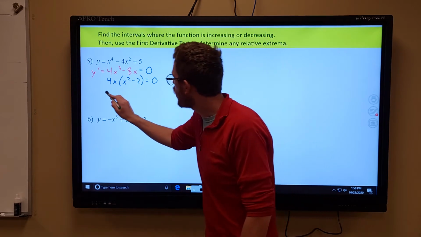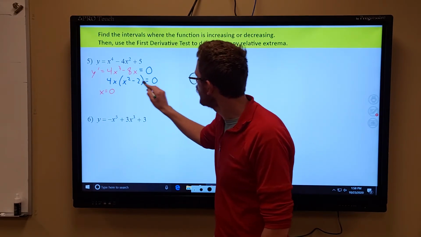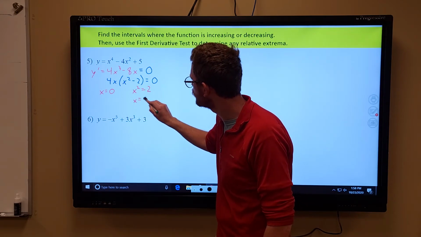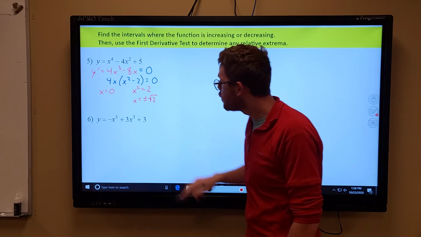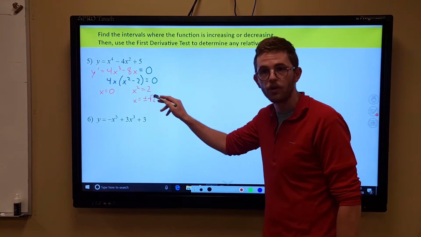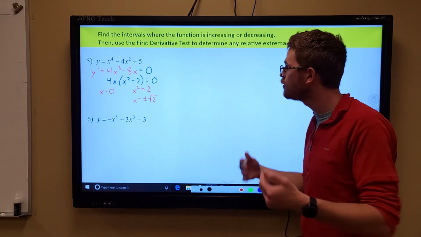Using my zero product property, I see I have x equals 0. And right here I have x squared equals 2. When I take the square root of both sides, I get x equals positive negative square root of 2. Those are my critical values. Those are the places where my first derivative literally equals 0.